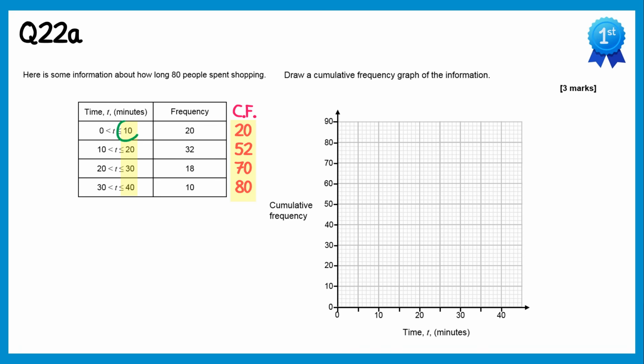So the first point is 10 with 20, which goes here, and then 20 with 52, which goes here, and 30 with 70, which goes here, and 40 with 80, which goes here. We then need to join these up with straight lines, but you should always check the lower point of the first interval. Here it's 0, which means we start at 0, but if it isn't 0, you have to connect to whatever number is marked here. So we'll join up like this.